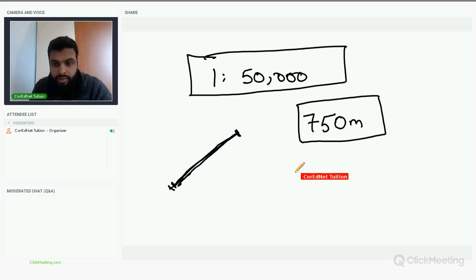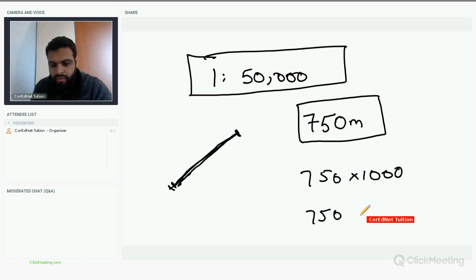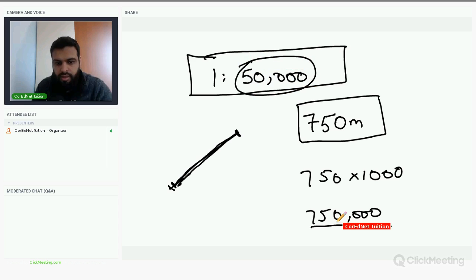In terms of millimeters, if you want it on your map in millimeters, I did 750 and converted it to millimeters, so that becomes this in terms of millimeters. Now I'm going to divide it by the scale. What is the scale factor? 50,000.